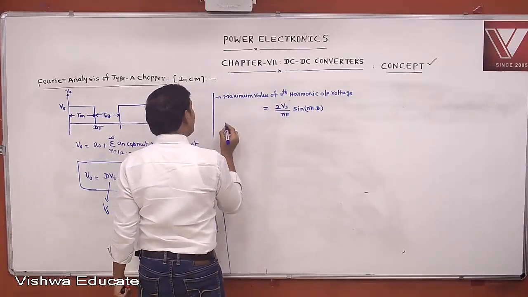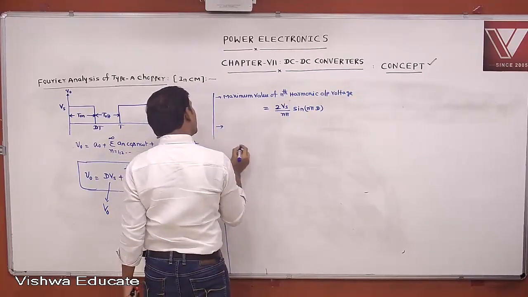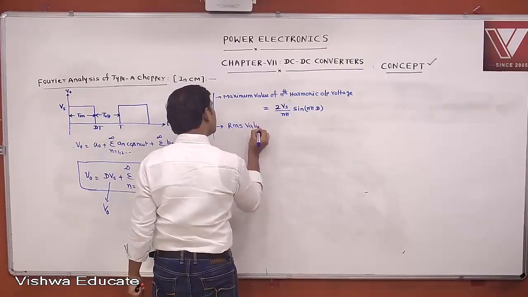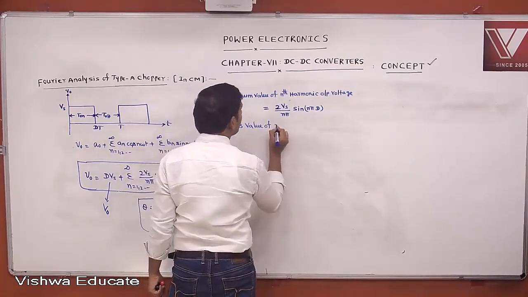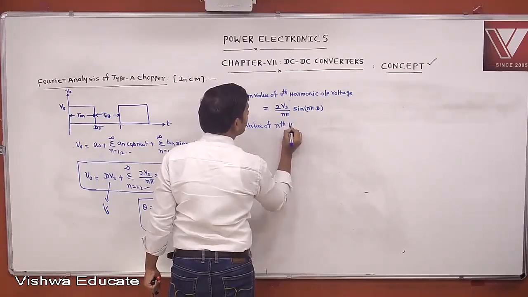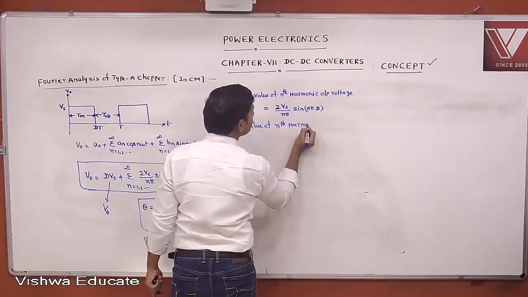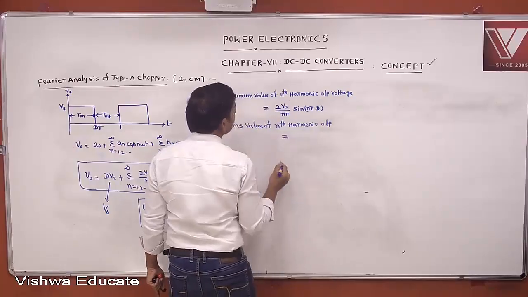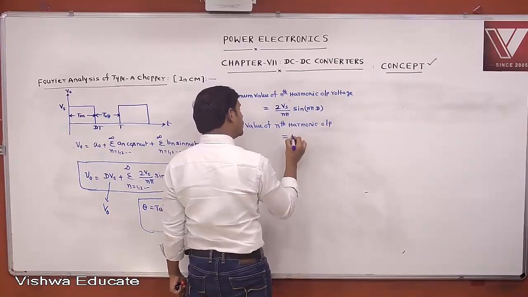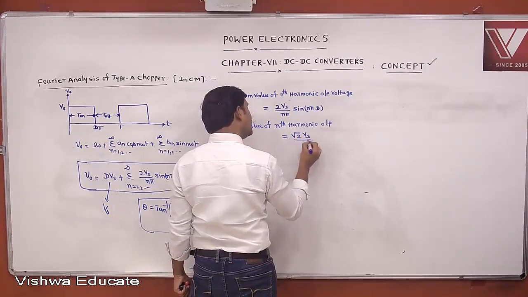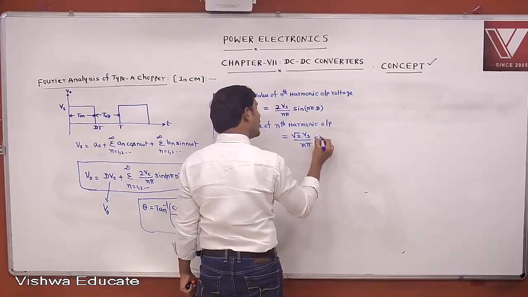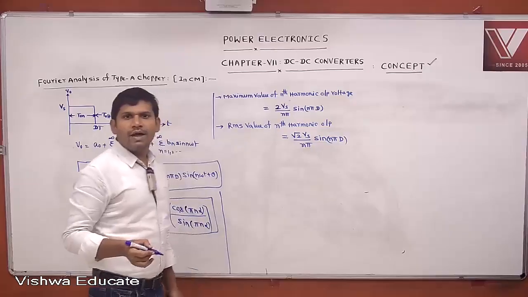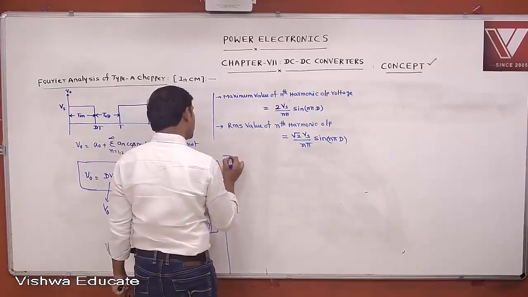Next, what is the RMS value of nth harmonic output voltage? Maximum value by root 2. Then you get root 2 Vs by n pi sin n pi d. All these formulas are important.